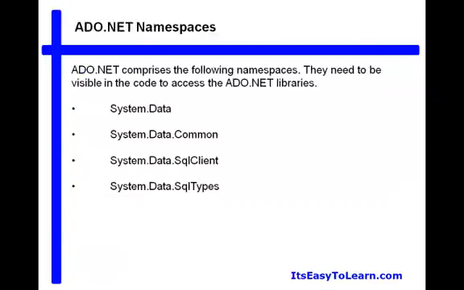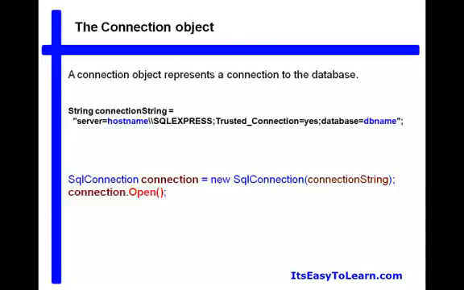ADO.NET comprises the following namespaces: System.Data, System.Data.Common, System.Data.SqlClient, and System.Data.SqlTypes. The connection object represents the connection to the database. To connect to a database, we need a connection string. A connection string is shown in the example here.